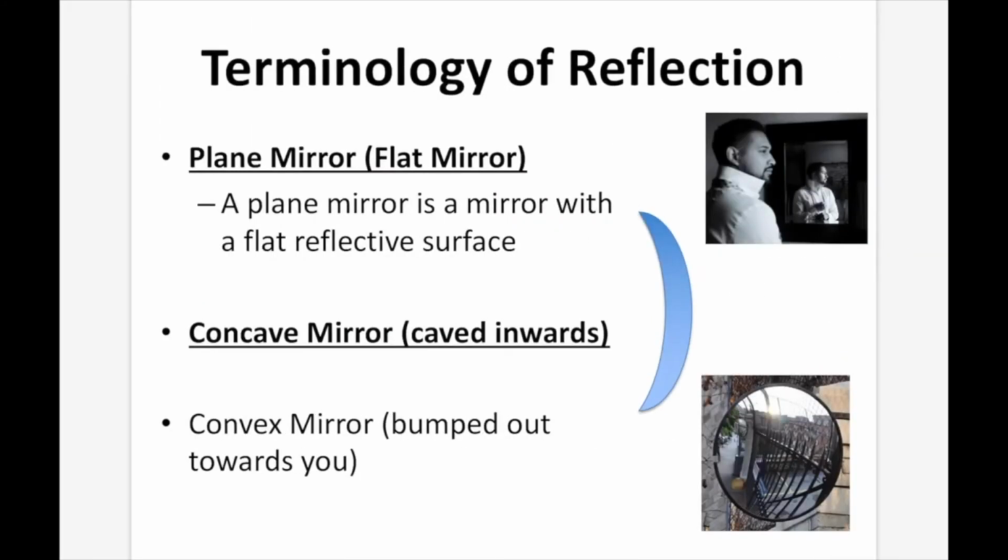Terminology. A plane mirror is a flat mirror. It's the kind of mirror that you'd see on your wall. A concave mirror is something that's going to be caved inwards, and we're talking a lot more about this in future lessons. And then a convex mirror is one that's bumped out towards you. So something like those mirrors that you see in convenience stores so that the owner can see around the corners, or in the parking lot so you can see when you're coming up a laneway if there are any cars coming in either direction.